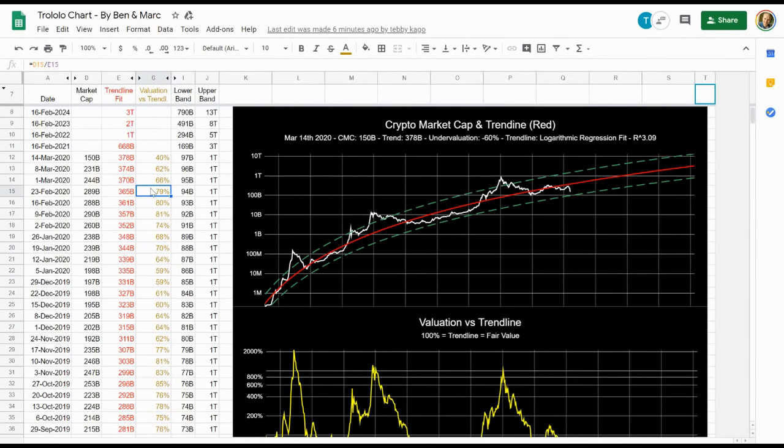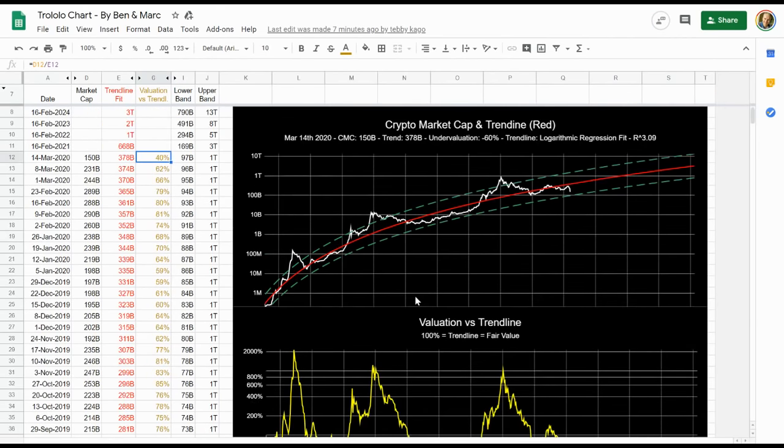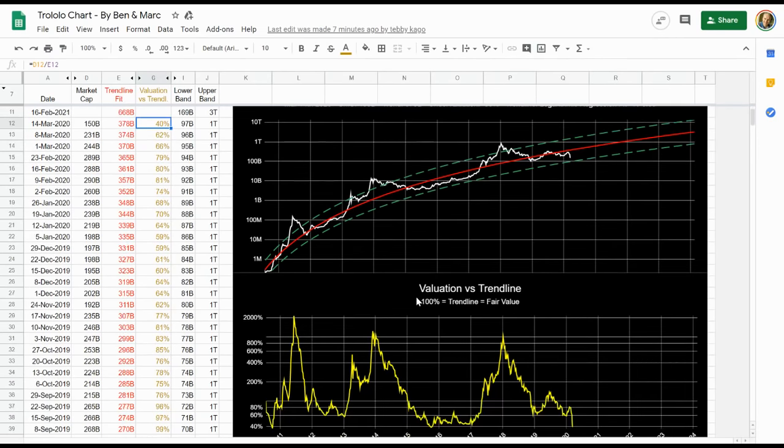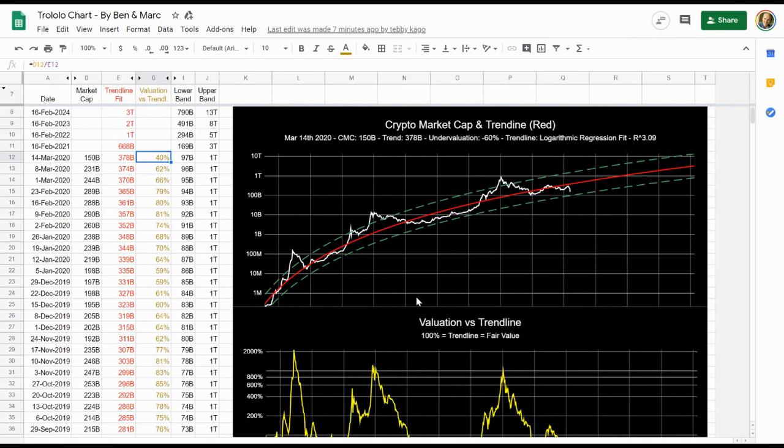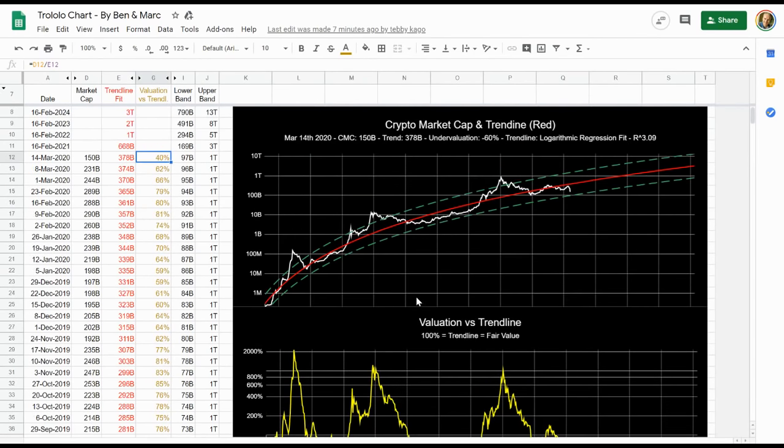I made a new Trololo chart with Ben. He also has a YouTube channel where he does a lot of work around this, and we worked together on it. But I thought it was important for me to make my own, because this kind of work is not only about the chart results, but also the interpretation, which is very important in order to make investment decisions.